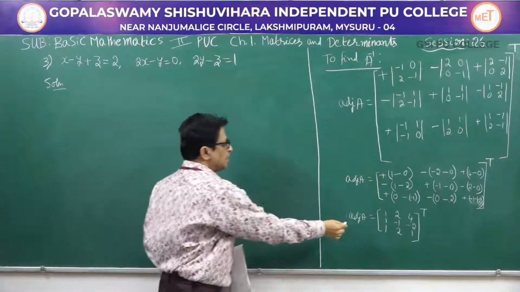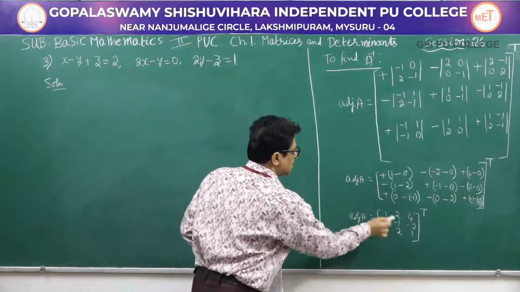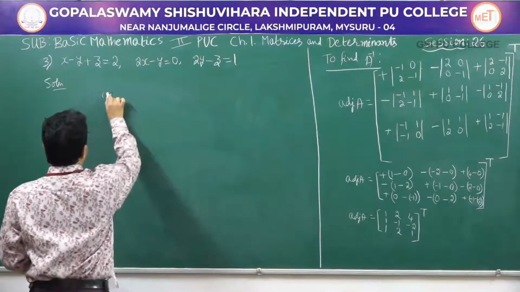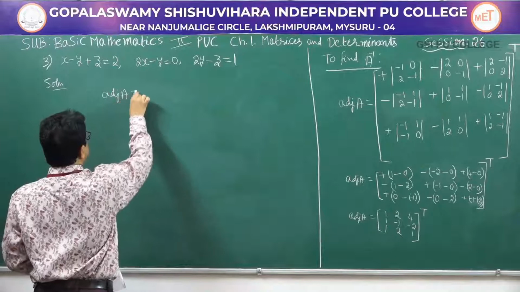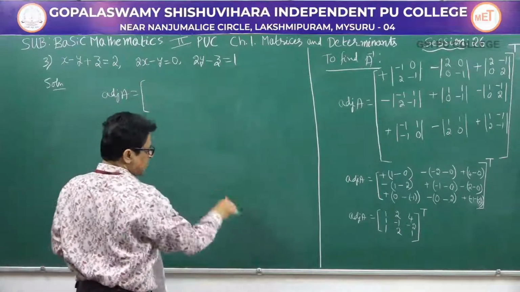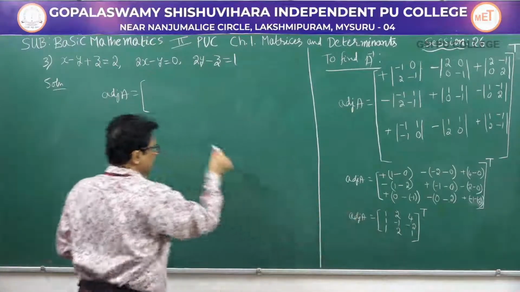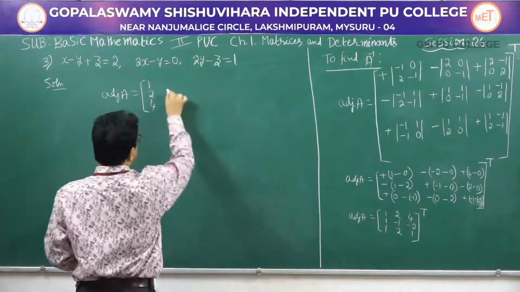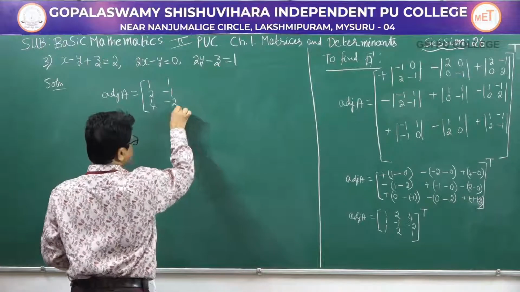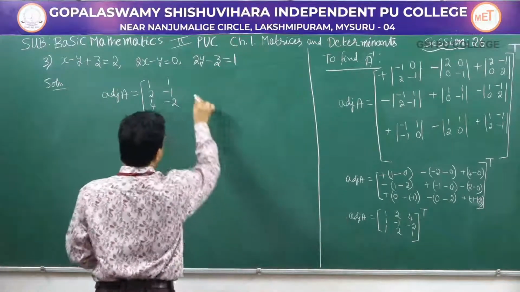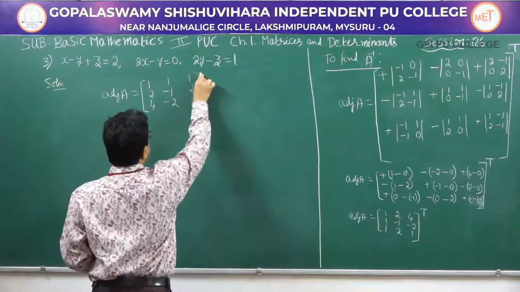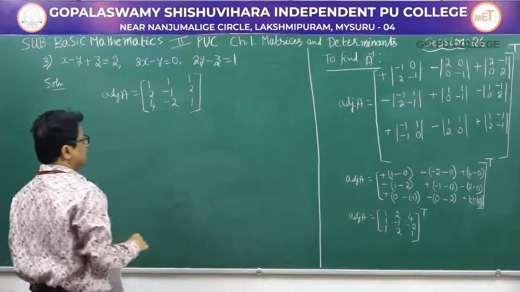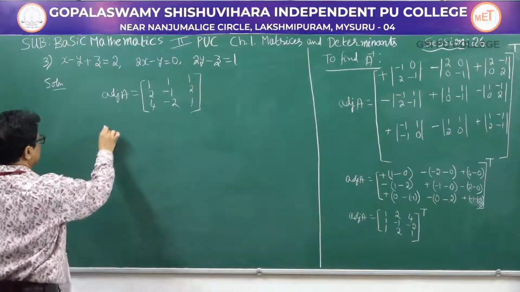Next we have to take the transpose of this matrix. So adjoint A is equal to, so first row becomes first column 1, 2, 4, second row becomes second column, and the third row becomes third column. So this is adjoint of the given matrix.